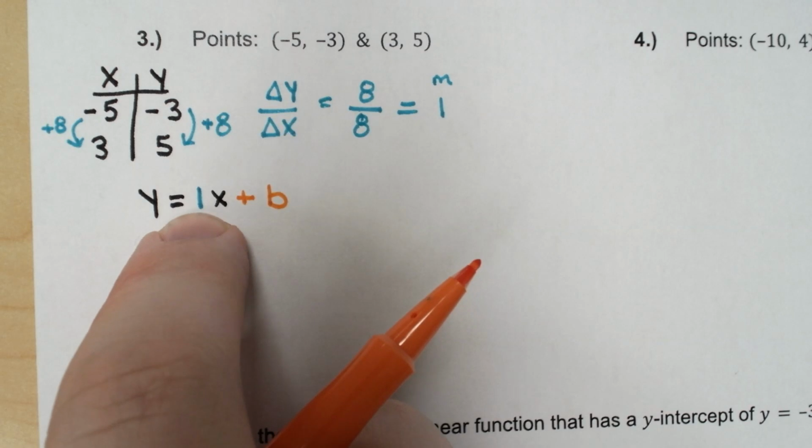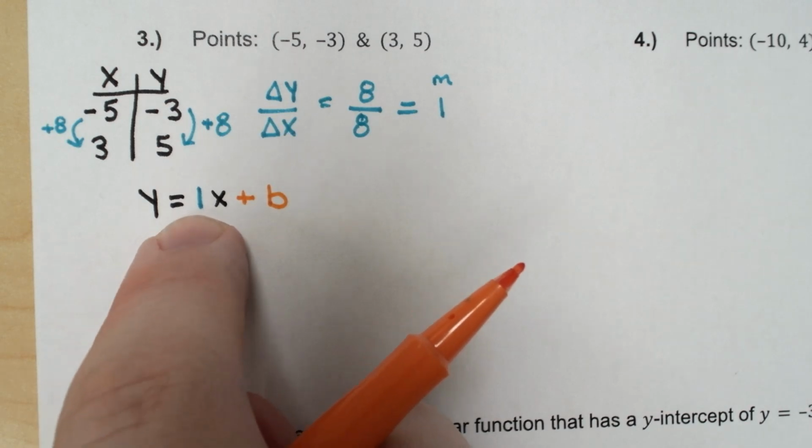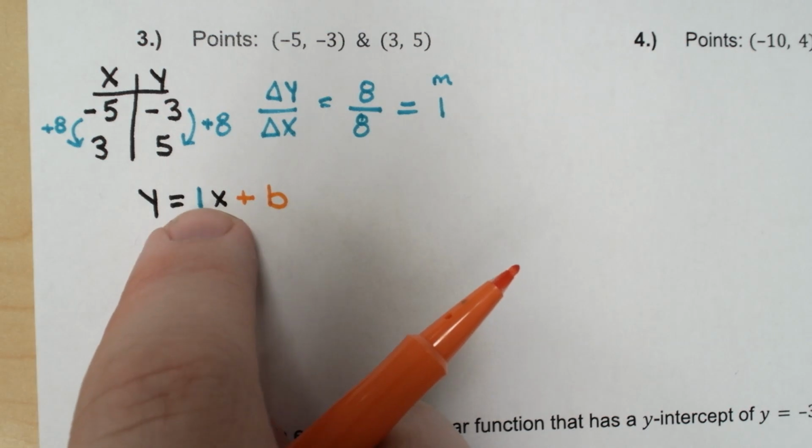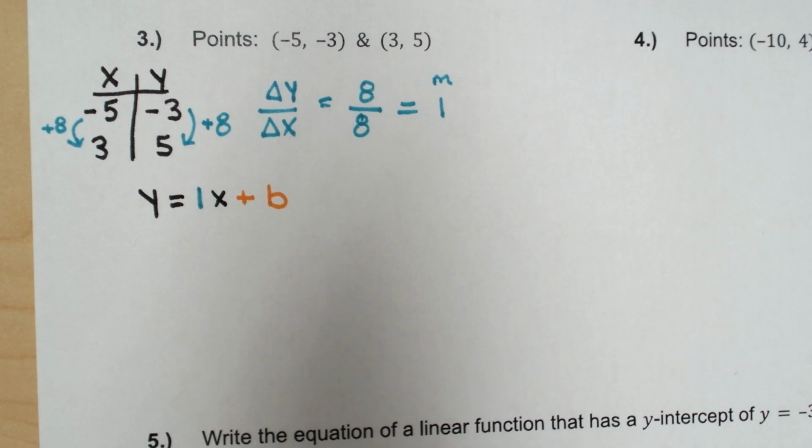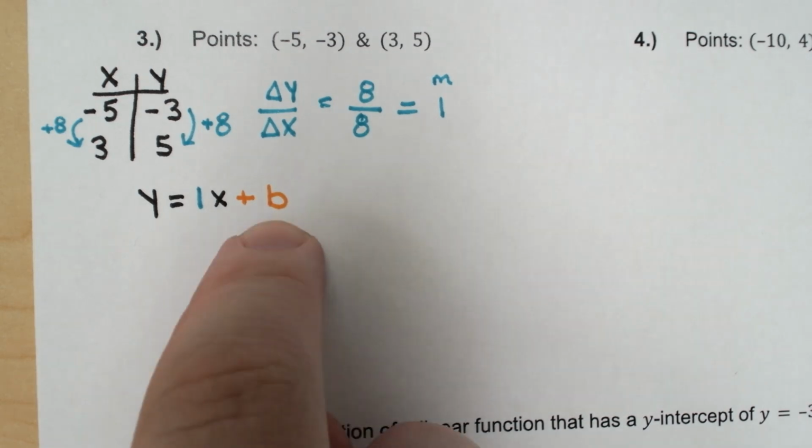Now, in all fairness, you don't have to write that 1. You could just write y equals x plus b, and that would be totally fine. In fact, on a multiple choice, you probably won't see that 1 there at all. Now, we need to figure out what the y-intercept is.